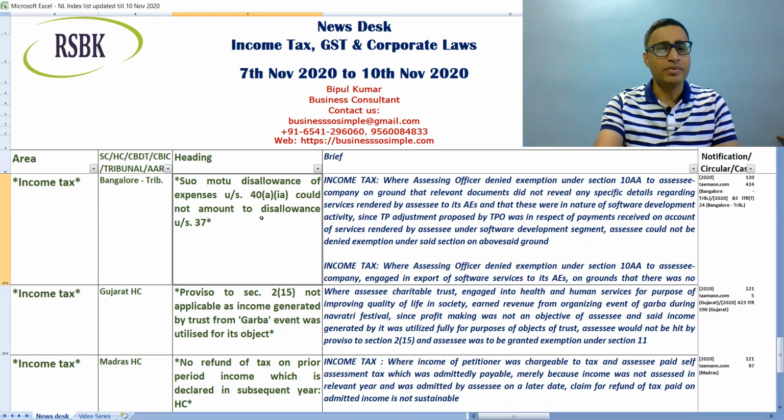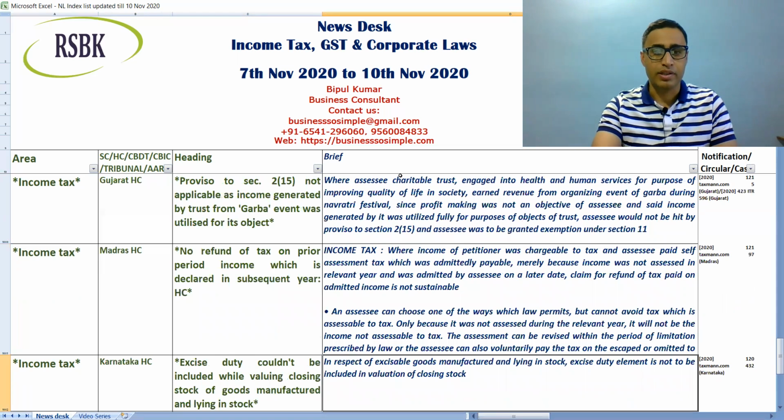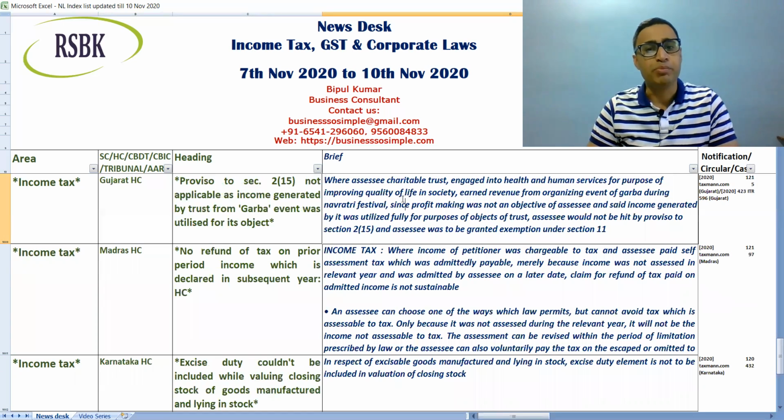Next case, Gujarat High Court: proviso to section 2 clause 15 not applicable as income generated by the trust from the Garba event was utilized for its object. In this case, the SSC charitable trust engaged in health and human services for the purpose of improving quality of life in society earned revenue from organizing the Garba event during the Navratri festival. Since profit making was not an objective of the SSC and the income generated by it was utilized fully for the purpose of the object of the trust, the SSC could not be hit by the provisions of section 2 clause 15 and was to be granted exemption under section 11.